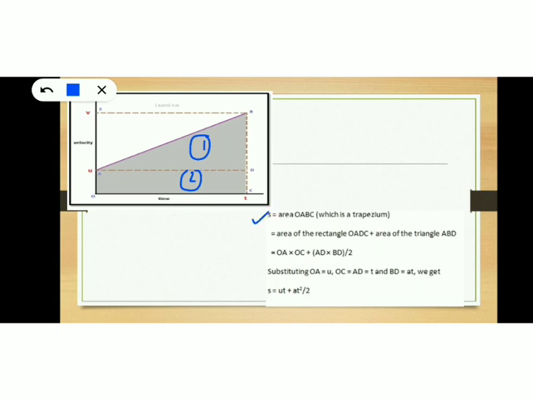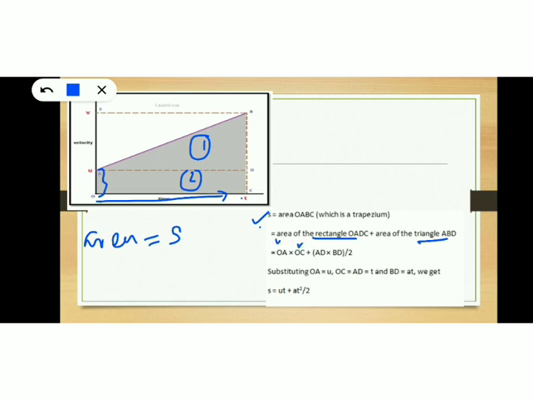We had already studied that the area below the graph gives us displacement. So displacement S is equal to the area below the graph, which has been divided into a triangle and a rectangle. So the area will be the area of rectangle OADC plus the area of triangle ABD. Now what is the area of a rectangle? It is length into breadth. Length is OC, which is equal to time T, and breadth is OA.